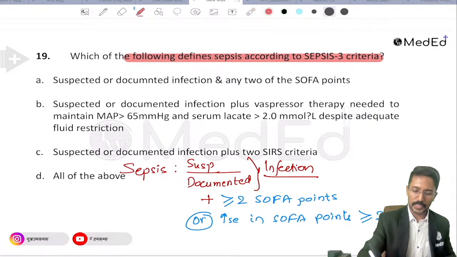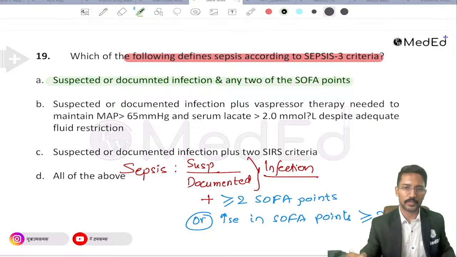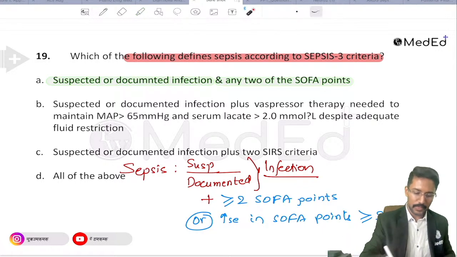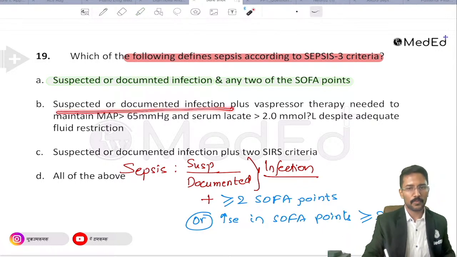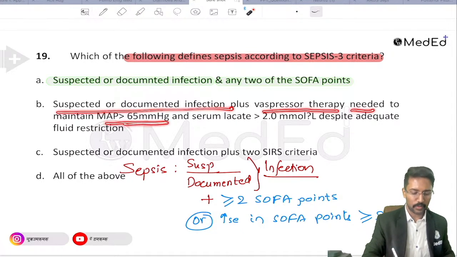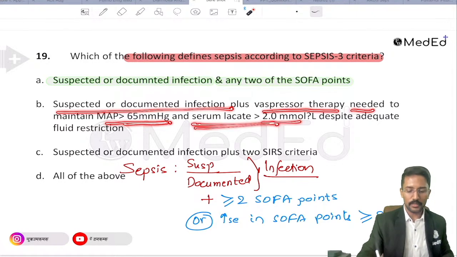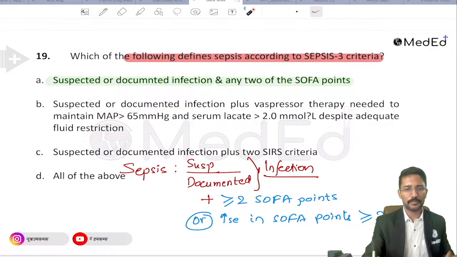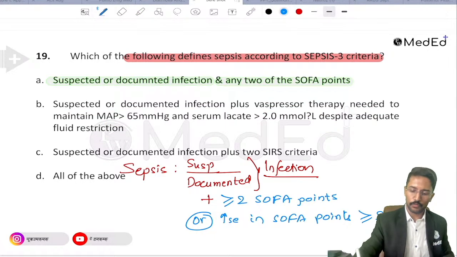Okay, so what option makes sense here? Suspected or documented infection and any 2 SOFA points, it becomes the definition of sepsis. Okay, the second thing we are seeing here: suspected or documented infection plus vasopressor therapy needed to maintain a mean arterial pressure of more than or equal to 65 millimeters of mercury, or serum lactate more than 2 millimoles per liter despite adequate fluid resuscitation. What does it indicate? This is the definition that we follow for septic shock. According to Sepsis-3, this is how we define septic shock.